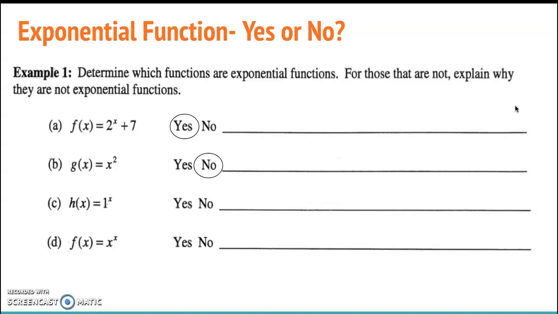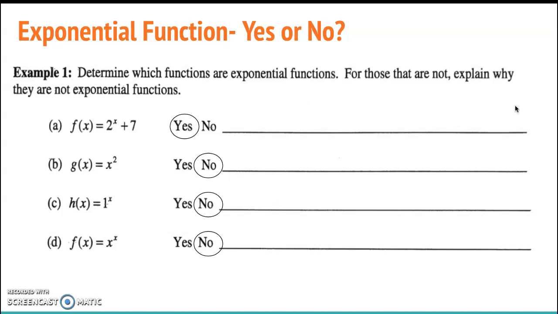Part C, h of x equals 1 to the x. 1 is a constant, but for an exponential function the base cannot equal 1. So this is not an exponential function because the base is equal to 1. And then part D is not an exponential function for similar reasoning as part B, because the base is not a constant, it's a variable.